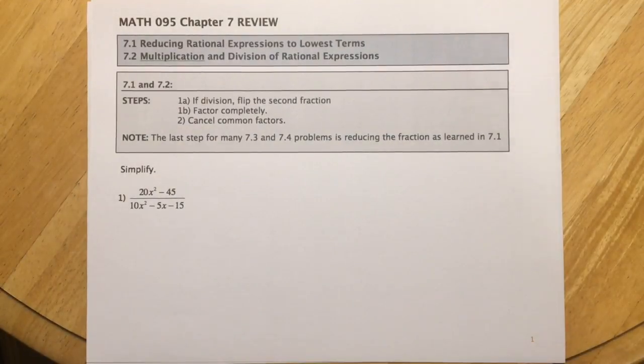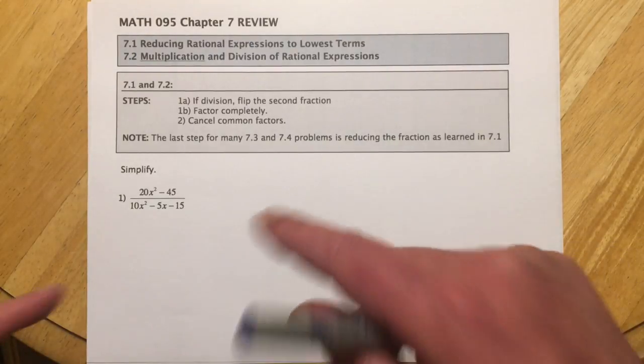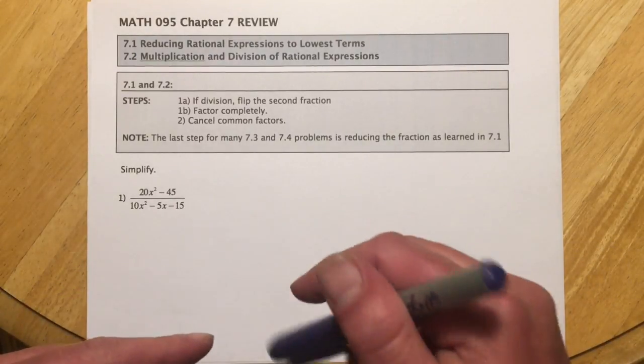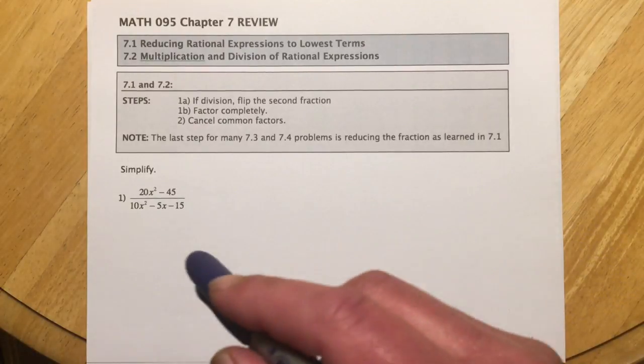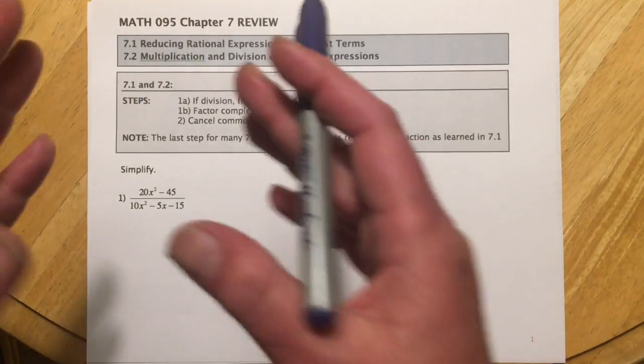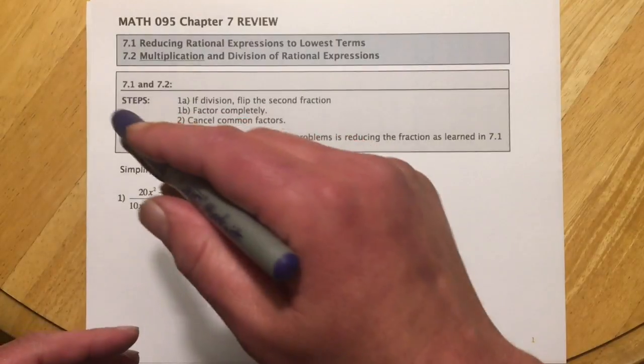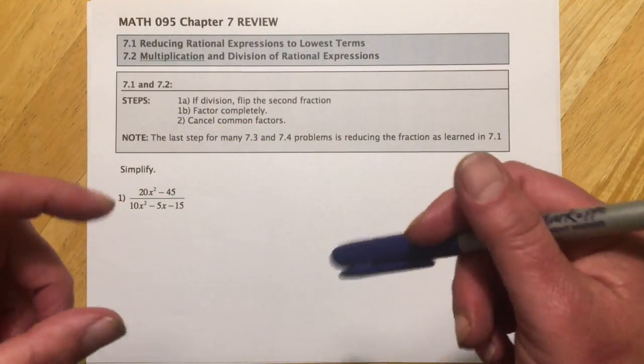Hey, this is the Math 095 review video for the first exam. Starting off with 7.1 and 7.2. 7.1 was reducing rational expressions to lowest terms. That's where we just had a single fraction. 7.2 is multiplying and dividing with the rationals.